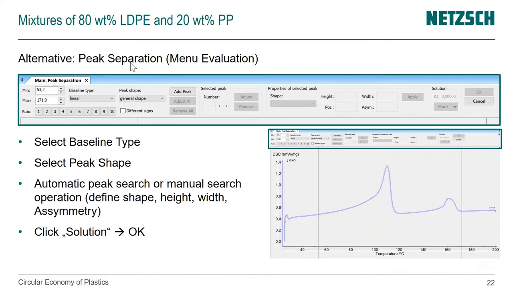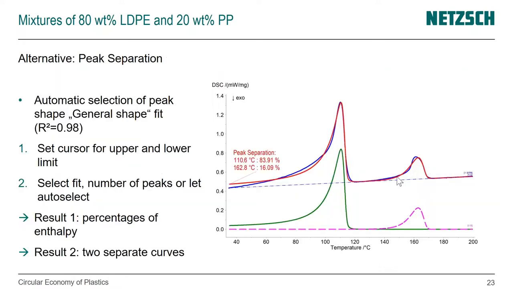But overall, it's much better, especially if you want to identify materials, if you use another functionality that's called peak separation, and you find it in the menu evaluation. And I just enlarged what you can actually do here. This is the picture you would see. In order to perform peak separation, you can select the baseline type, select the peak shape, or have an automatic peak search or manual search operation. But you can also still define shape, height, width, asymmetry, and then you can get a solution. You'll always see how good the fit is up here, and I'll show you later the results that we obtained with the materials we looked at. And then you get the following view.